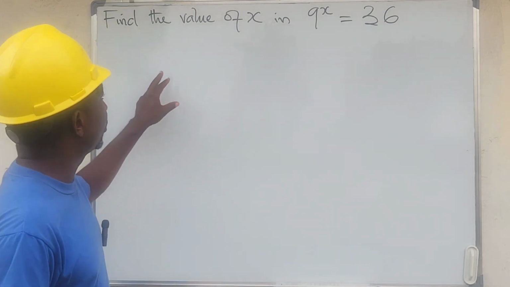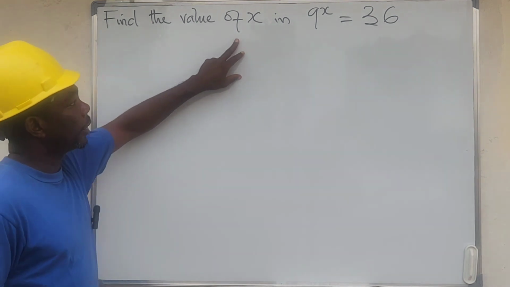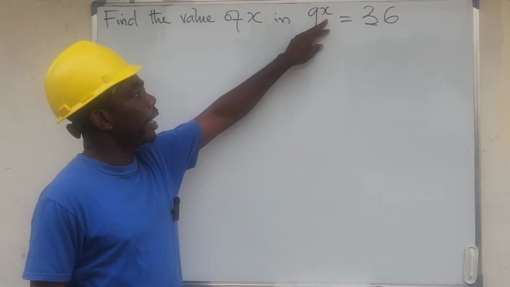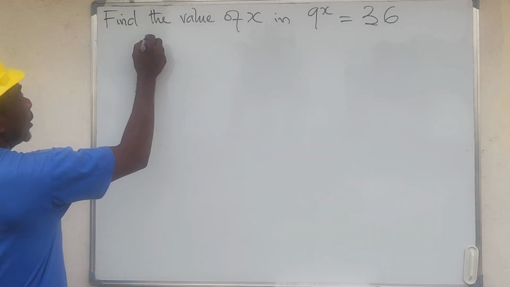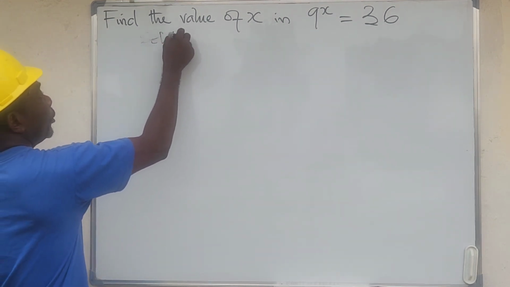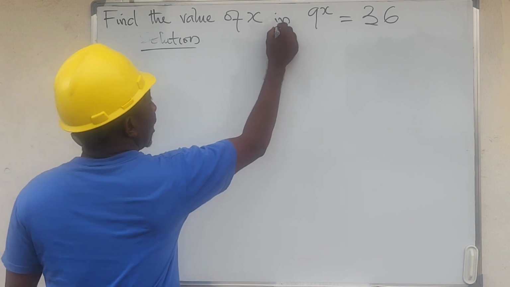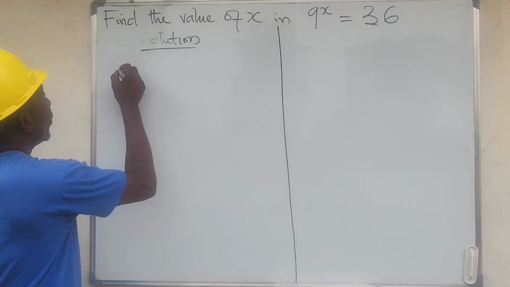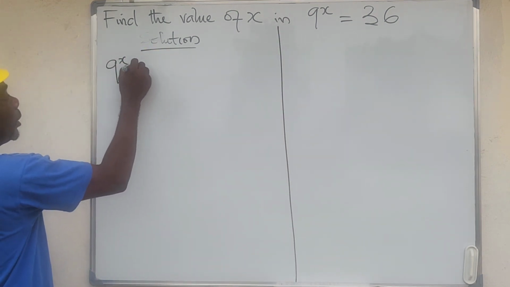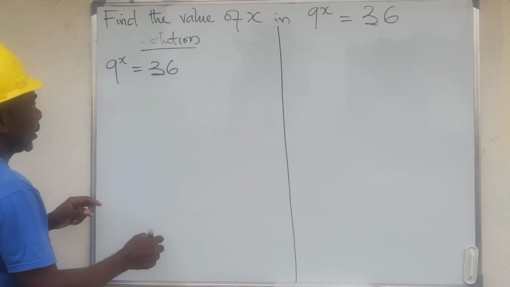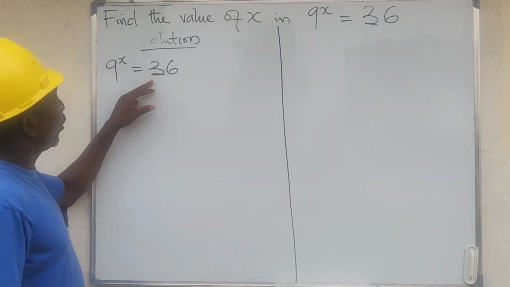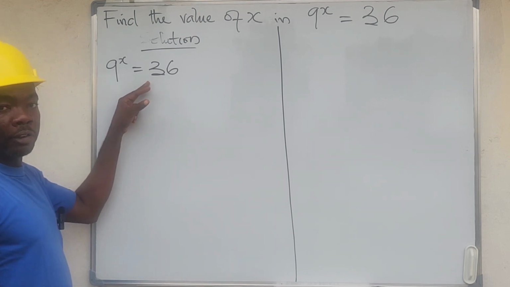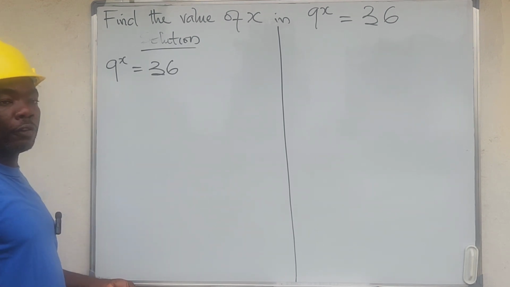Today we are looking at this question: find the value of x in 9 raised to the power of x equals 36. So we are going to find the value of x. Solution: divide our board into 2. We are given 9 raised to the power of x equals 36. Here we are looking for the value of x. To find the value of x, we use log.